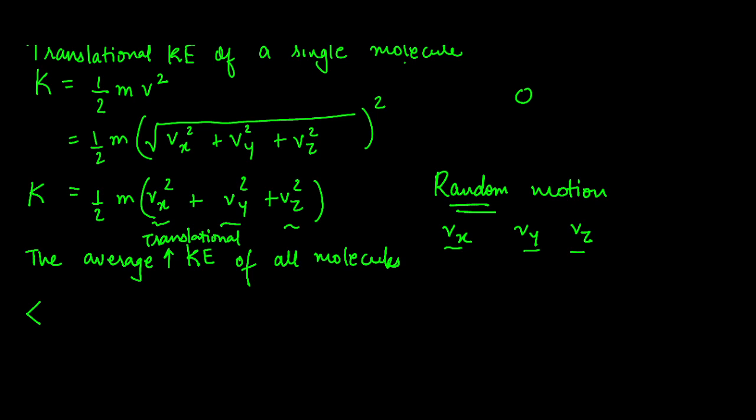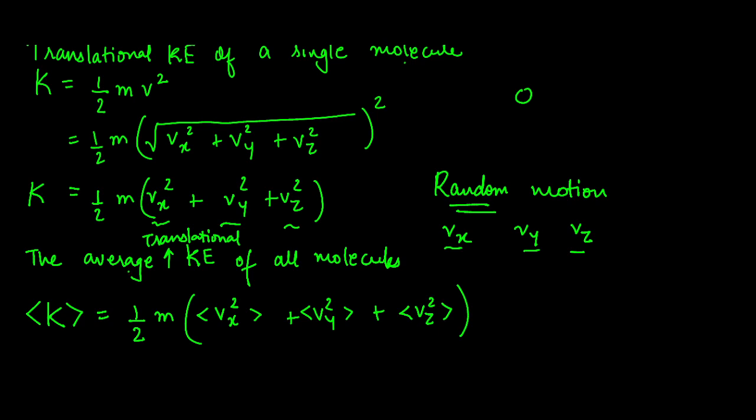So to do that, I'm going to have to take average of K, which is going to be 1 by 2 m. Now mass of every molecule is same. Suppose you take oxygen gas, then mass of all oxygen molecules, that is O2 molecules, is going to be same. So mass is a constant, we don't have to worry about its average. What we have to do is take average of Vx square, average of Vy square, and average of Vz square. Okay, I repeat what I have said. When we take the average of translational kinetic energy of all the molecules, this is what we get.